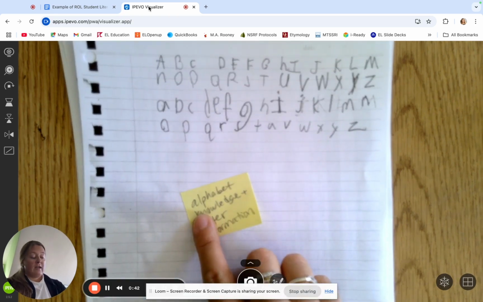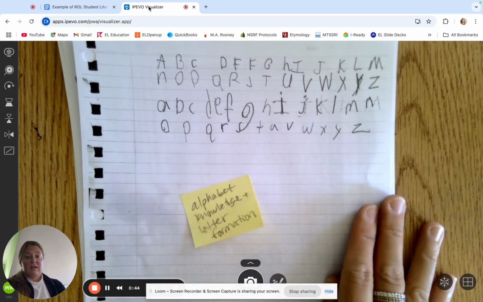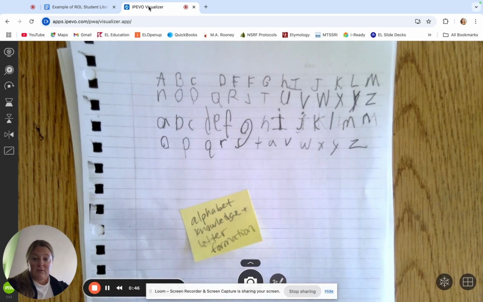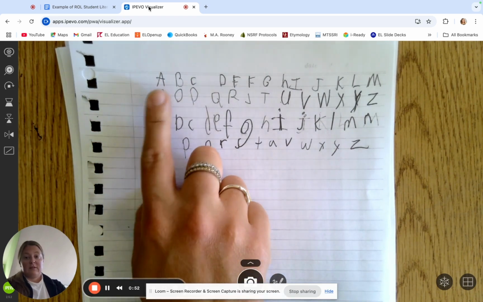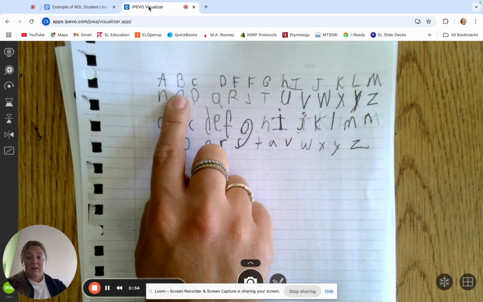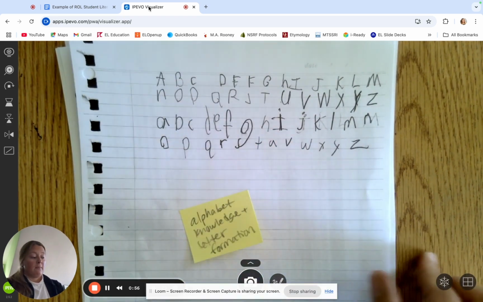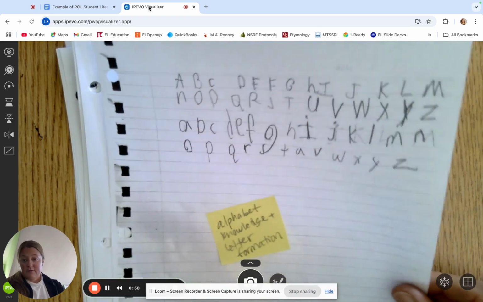First we look at alphabet knowledge and letter formation. You can find out if the student knows the alphabet and if they are able to form letters by asking them to write the alphabet. And that's what the student did here. I always say, please write in uppercase and in lowercase. I'll go over these in a second, but first I'm going to show you what I did.